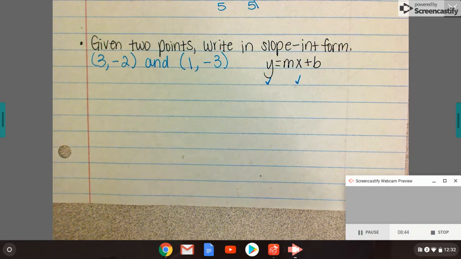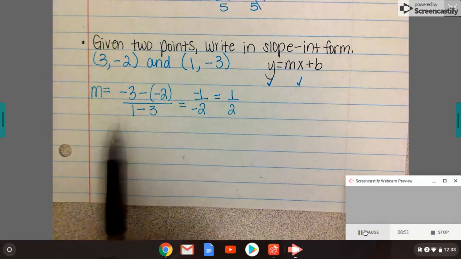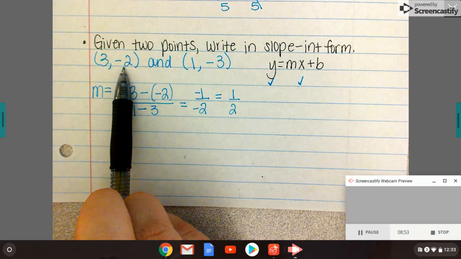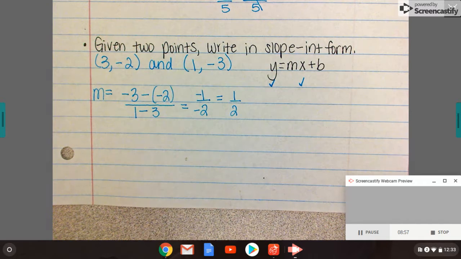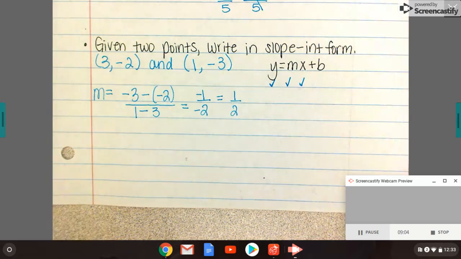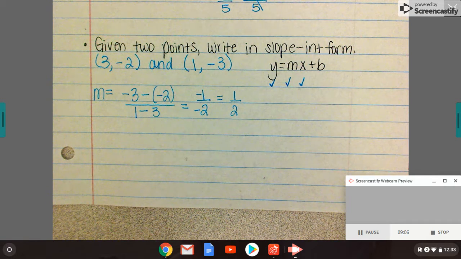Freeze yours or pause yours and see if you can catch me and check your slope with mine. For slope, I have 1/2, so I did -3 minus -2, and 1 minus 3. Got -1 over -2, and then simplified, the 2 negatives become a positive. Now I can check off that we do have slope. So now we're in the same situation that we were at for our first example at the top of this page, where we have slope, we have a point, we actually have 2 points, and we need to find our b. So let's plug those guys in and then check.